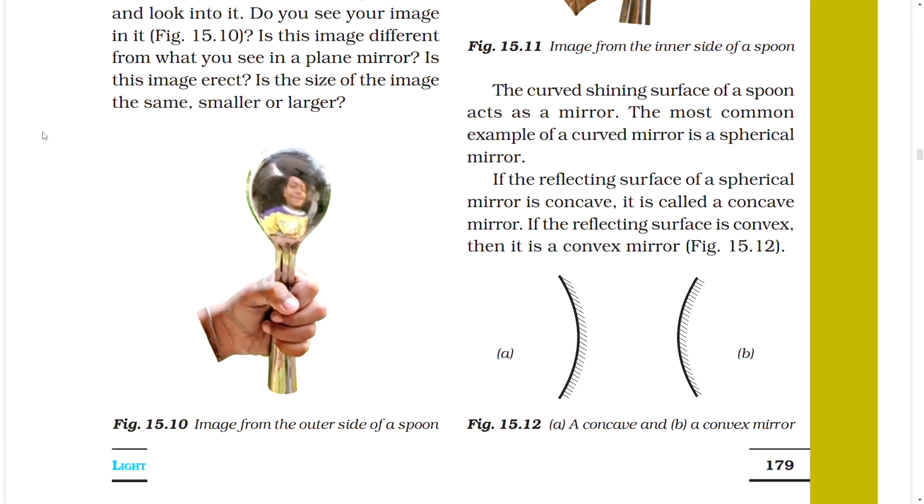The curved shining surface of a spoon acts as a mirror. The most common example of a curved mirror is a spherical mirror. If the reflecting surface of a spherical mirror is concave, it is called a concave mirror. If the reflecting surface is convex, then it is a convex mirror. Figure. A, a concave, and B, a convex mirror.